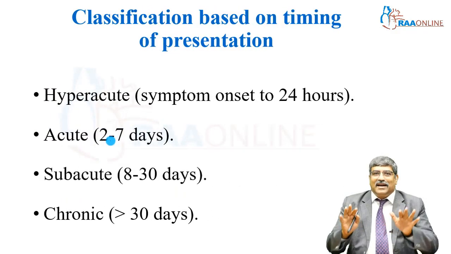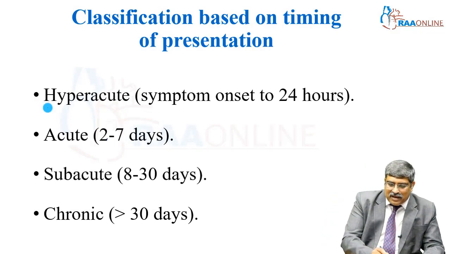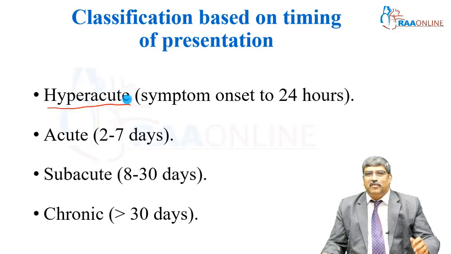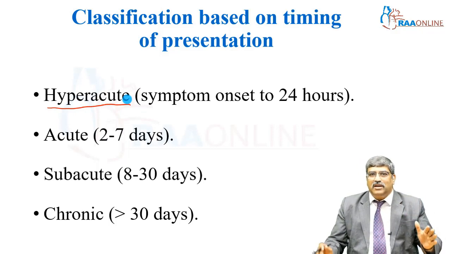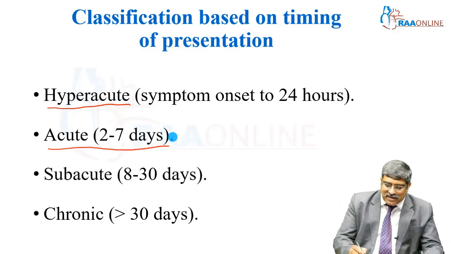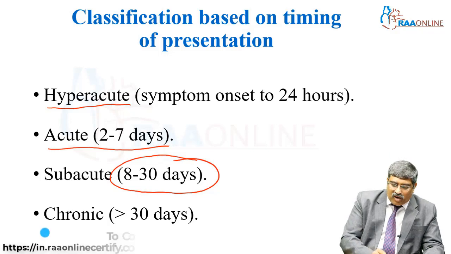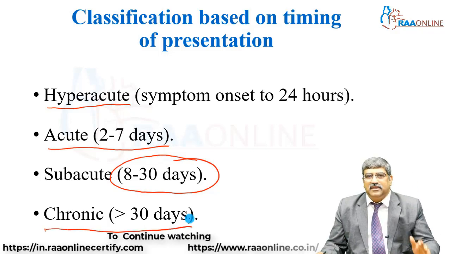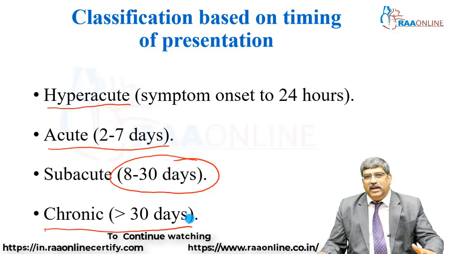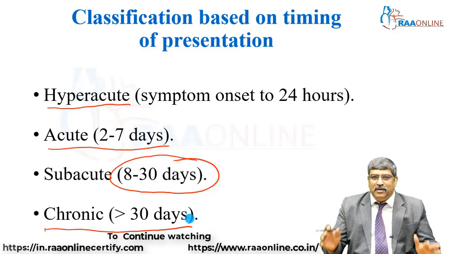Now coming to the classification based on the timing of presentation. It can be hyperacute, where the symptom onset is less than 24 hours. Acute is between 2 to 7 days. Subacute is 8 to 30 days. And chronic is greater than 30 days. Usually, it is very acute and you have to treat the patient immediately.